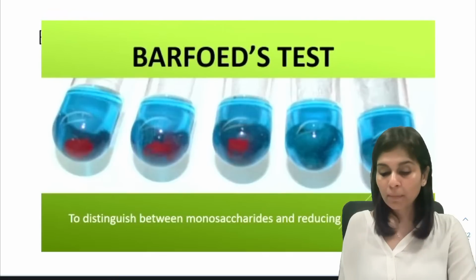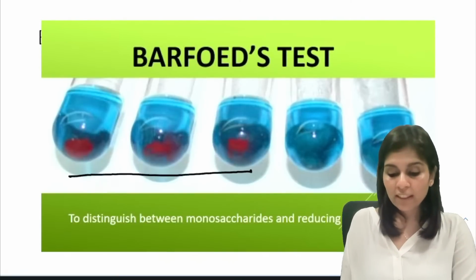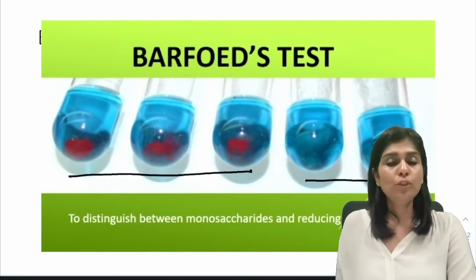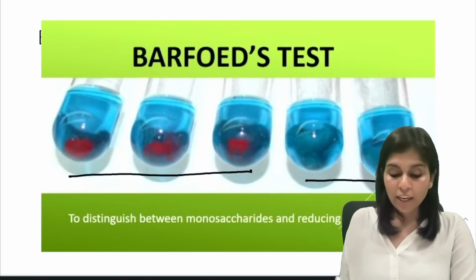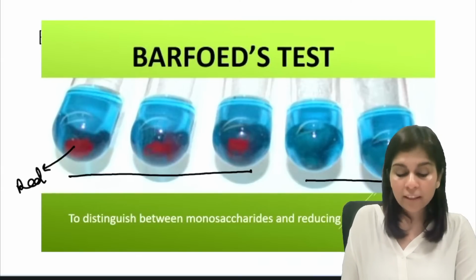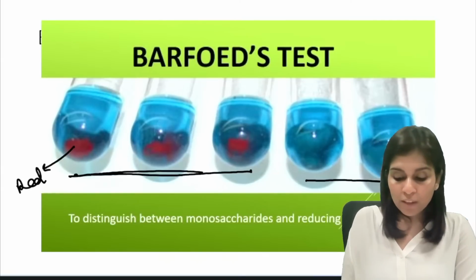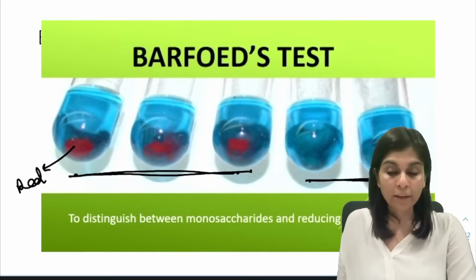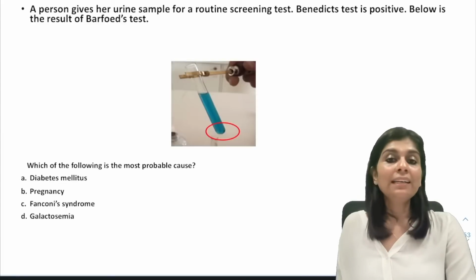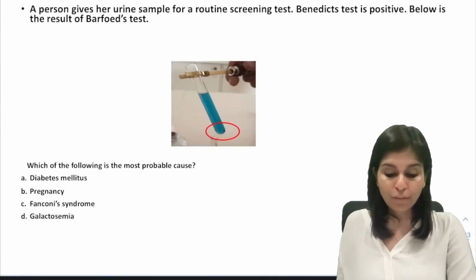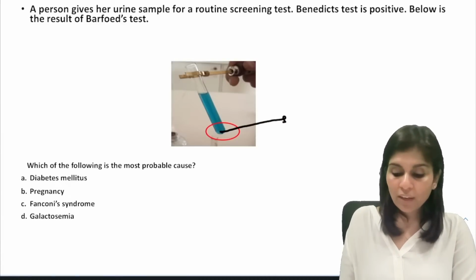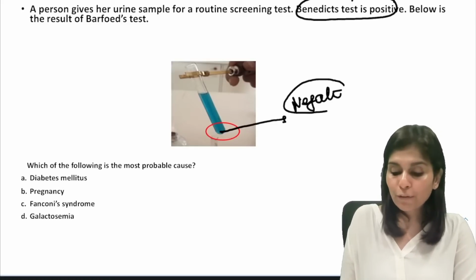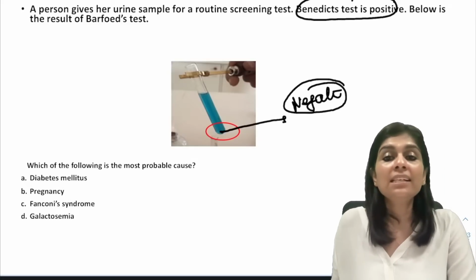Have a look at this image. The first 3 tubes, it is positive. The last 2 tubes, it is negative. So what is positive Barfoed's test? If you see a red color precipitate, it is positive. And if it's positive, it means it is monosaccharide. If it's negative, it means it's a disaccharide. Now tell me, what is your identification here? All of you answer this. Is it positive or negative? This is negative. When Benedict's is positive but Barfoed's is negative, it means it's a disaccharide.